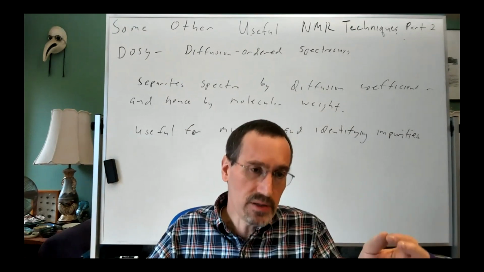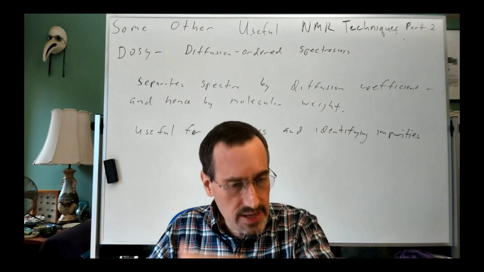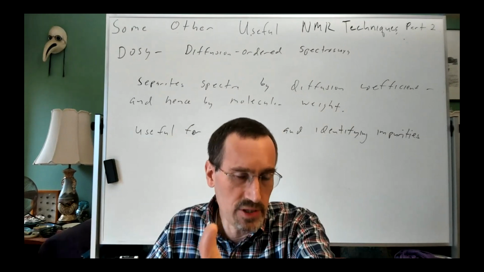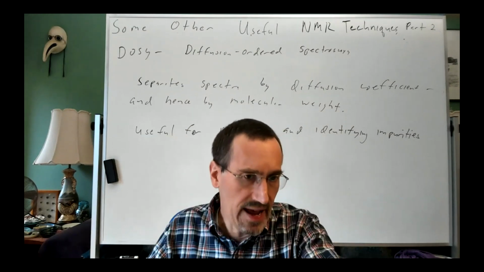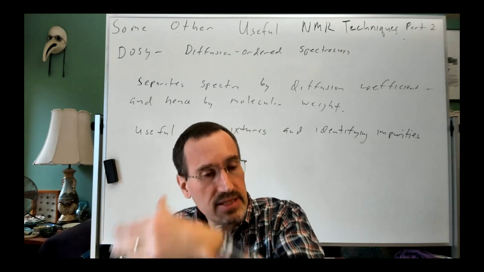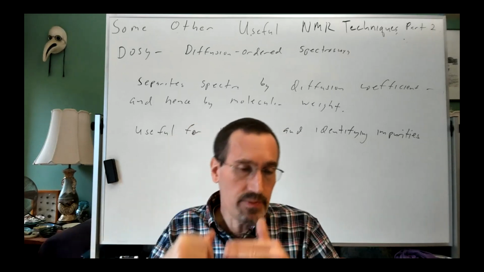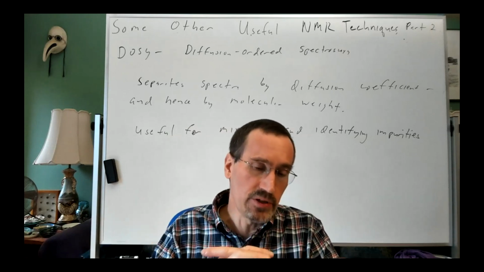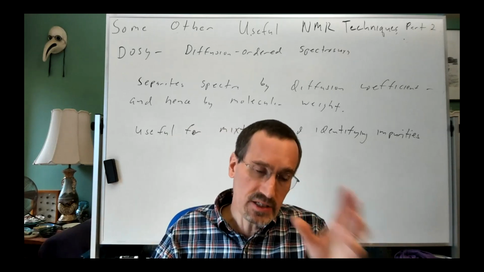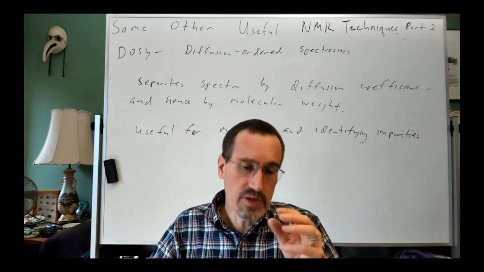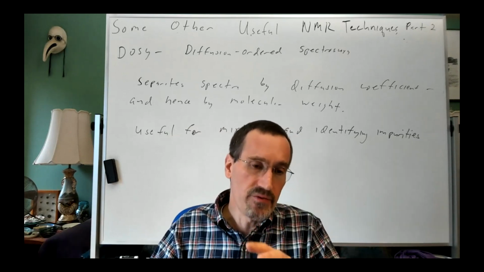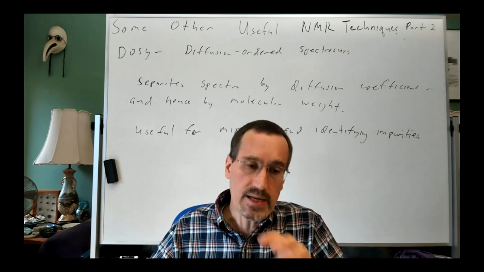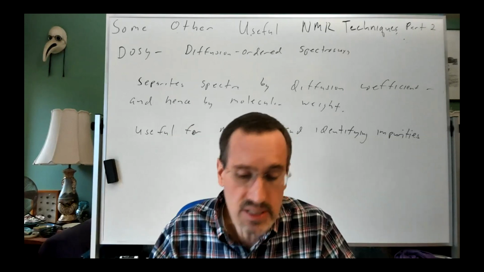Is it a tetramer? And so we can calibrate and say, okay, a monomer has this diffusion coefficient. A dimer will have a diffusion coefficient that's about 0.8 as big as that of a monomer. A tetramer will have a diffusion coefficient that's about 64% or 63% that of the monomer. So we can basically measure the molecular weight of our species from the DOSY spectrum.